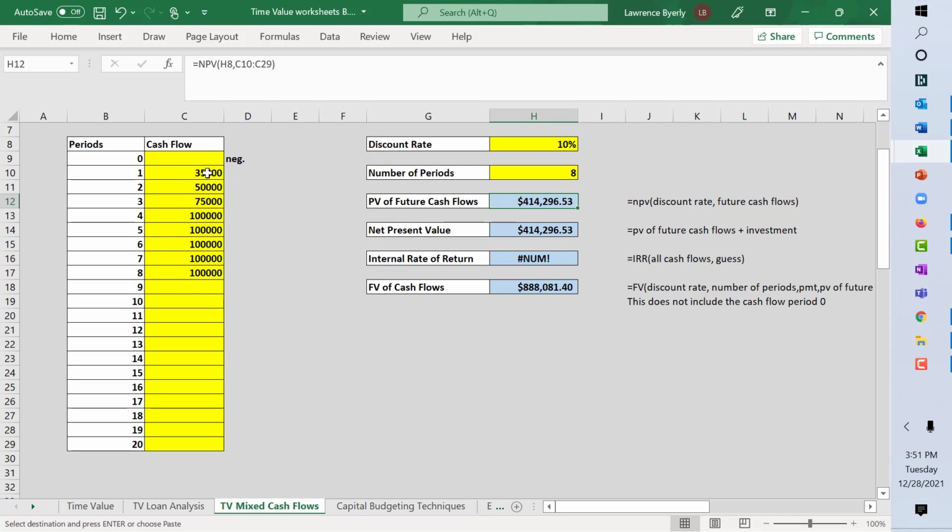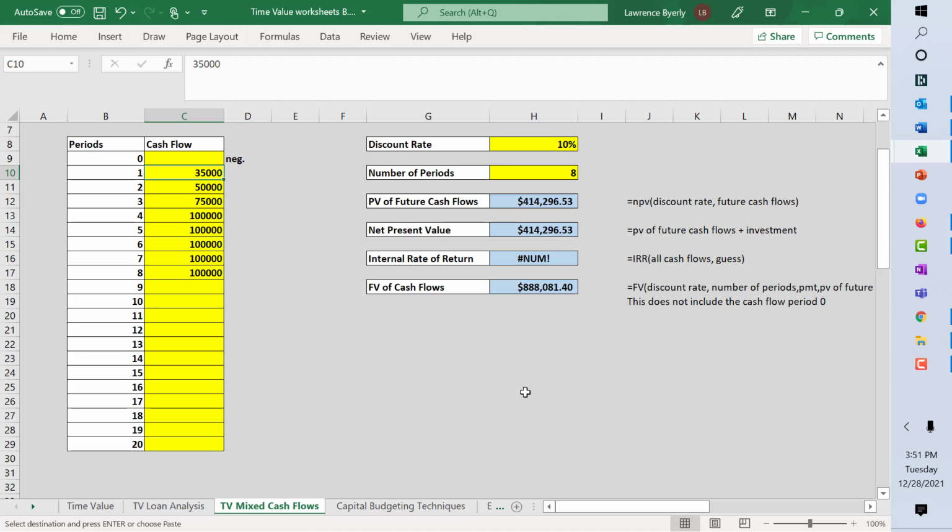Another thing it answers for us is, what's the company going to do with these cash flows? Let's assume that when they get this cash flow, they don't need the cash, so they reinvest it at that 10%. If they reinvest each one of these cash flows, they would end up with $888,000 at the end of the 8th year. Again, how can we do this? Just find the future value from this period to this period and add them all up.